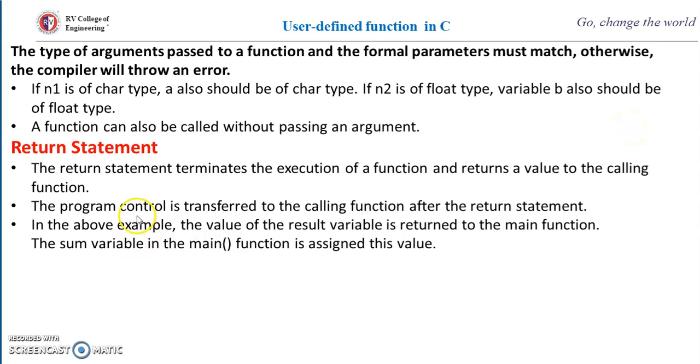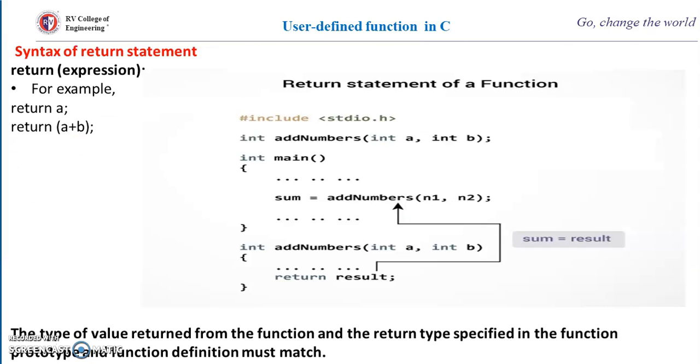And then next is the return statement. So what is a return statement? The return statement terminates the execution of the function and returns a value to the calling function. So that we will be writing at the end in the function definition. In the above example, the value of the result variable is returned to the main function, and the sum variable in the main function is assigned this value.